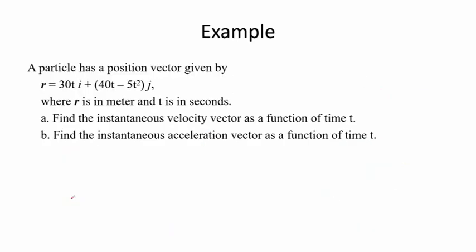Let us look at this problem, which is still moving in two-dimensional space. A particle or a projectile has a position vector r equals 30t i hat plus the difference of 40t minus 5t squared j hat, where r is in meters and t is in seconds. We are asked to find the instantaneous velocity as a function of time for letter A, and the second one is to find the instantaneous acceleration vector also as a function of time t.